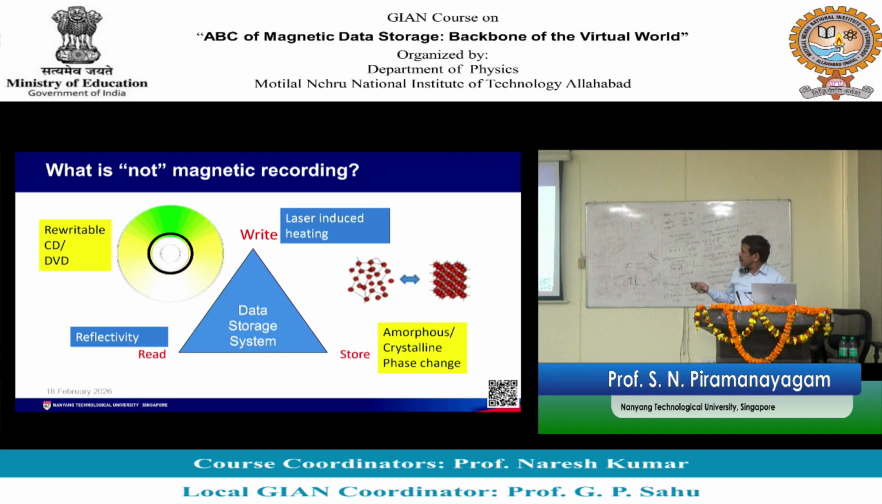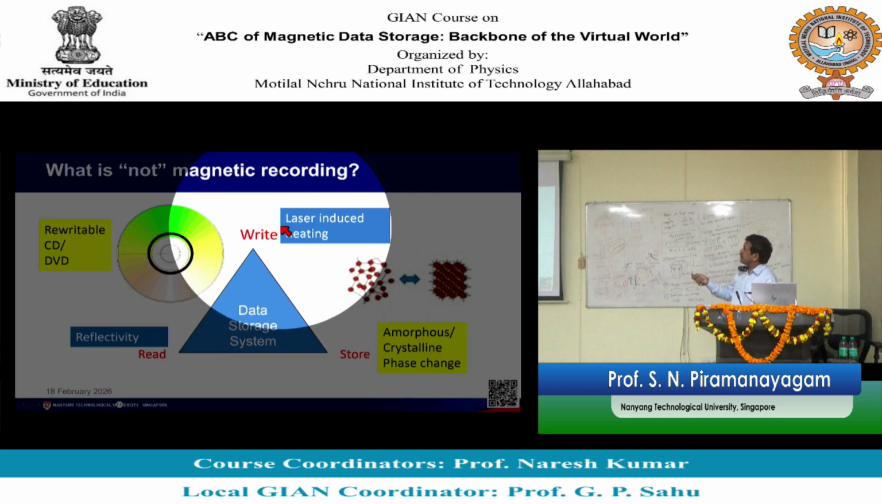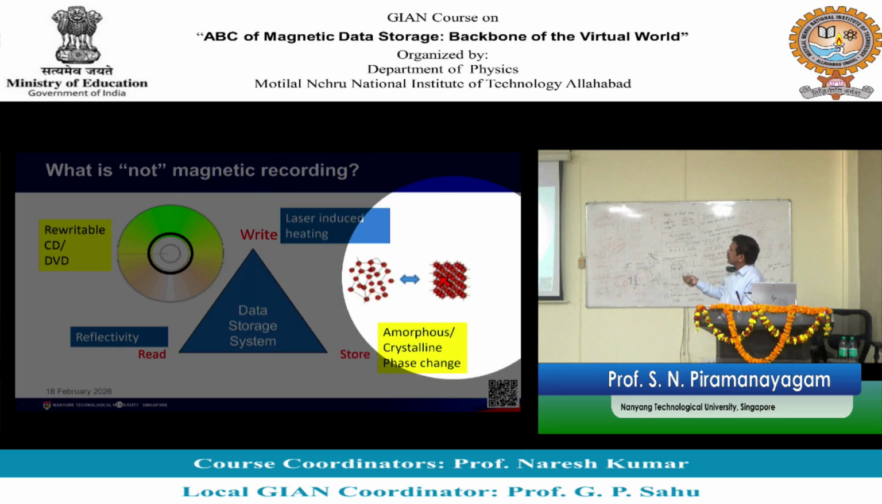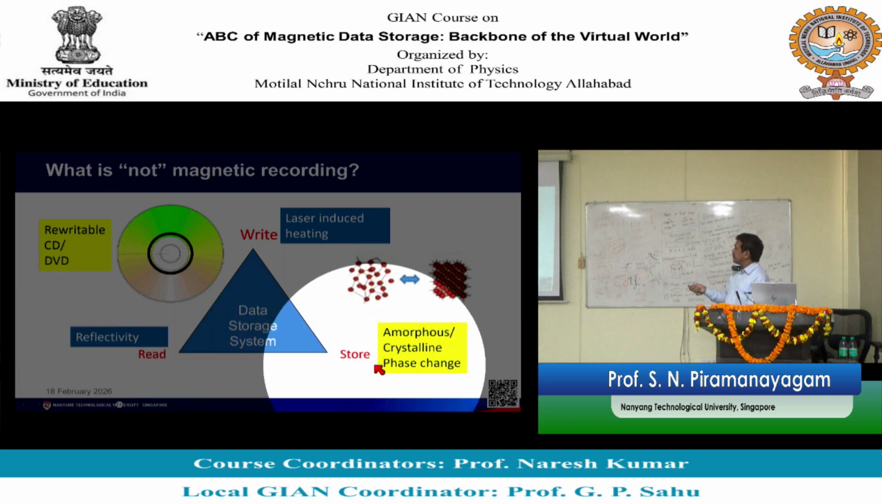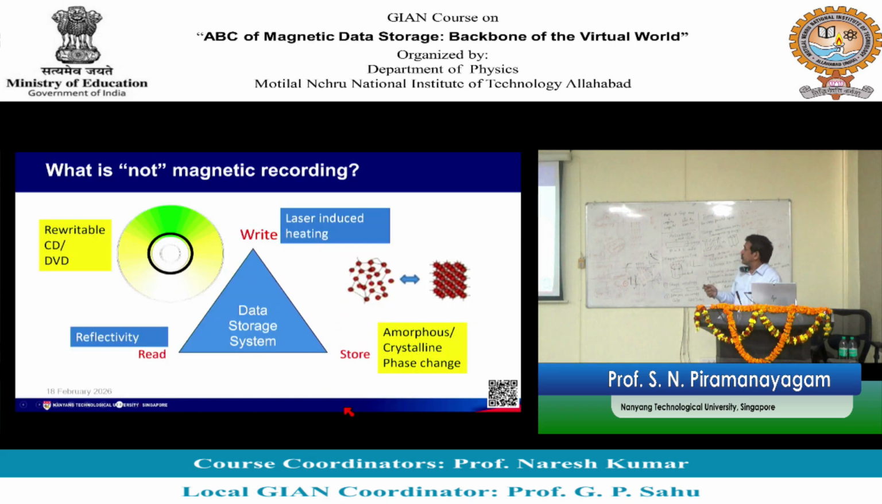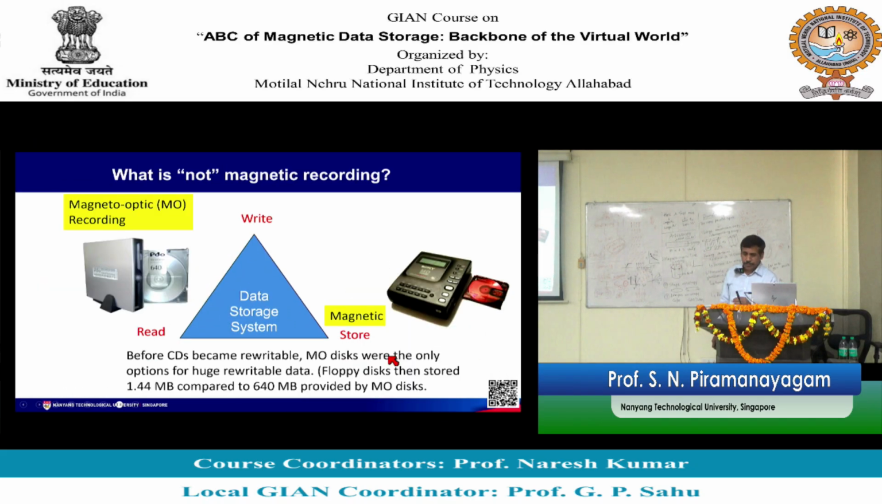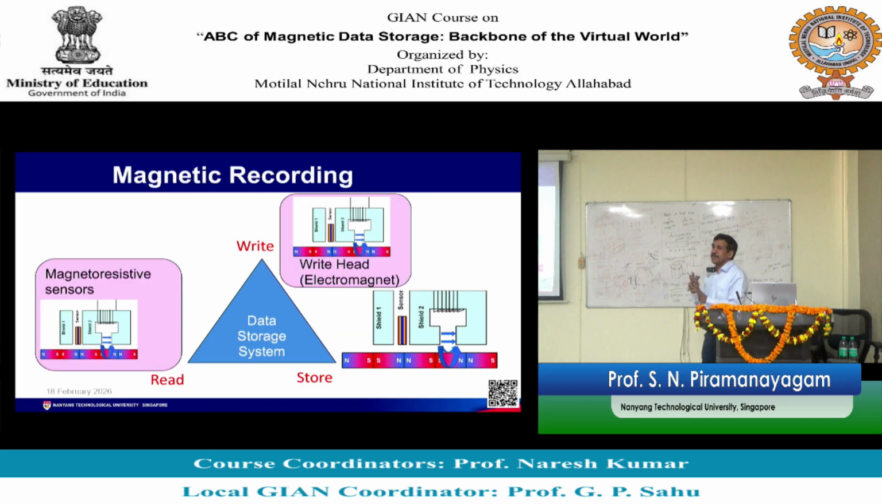You are using heating from a laser. That's how you write information. By laser-induced heating, you can go between amorphous and crystalline states, and you use reflectivity to read information, and you use a phase change material to store information. And if you take flash memory, that's again semiconductor memory that has nothing to do with magnetism.